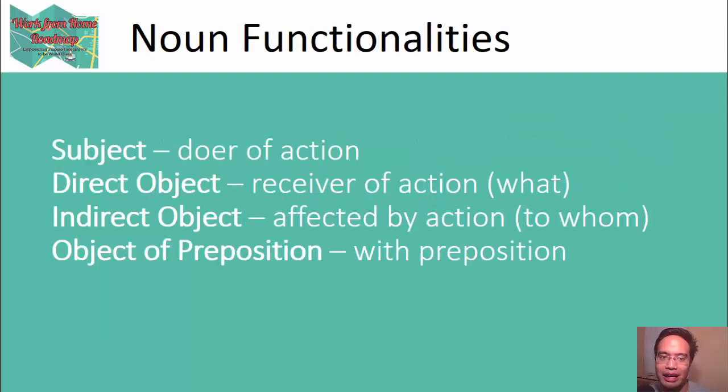Quick review of the different noun functionalities. Nouns can be the subject, the doer of the action. They can be direct objects, receivers of the action, when we ask the question, what? They can be indirect objects, which are affected by the action. We can ask the question, to whom? Or they can be objects of preposition, which always come with a preposition.